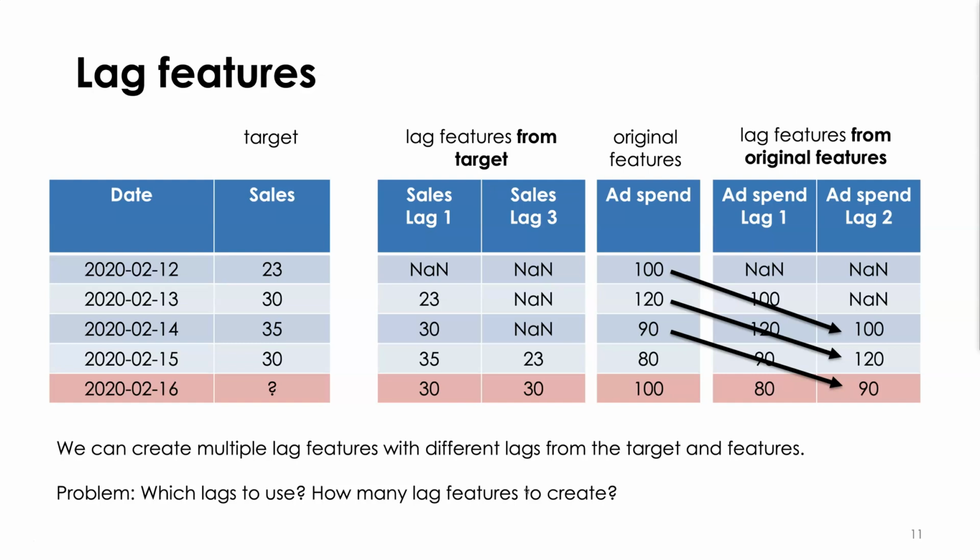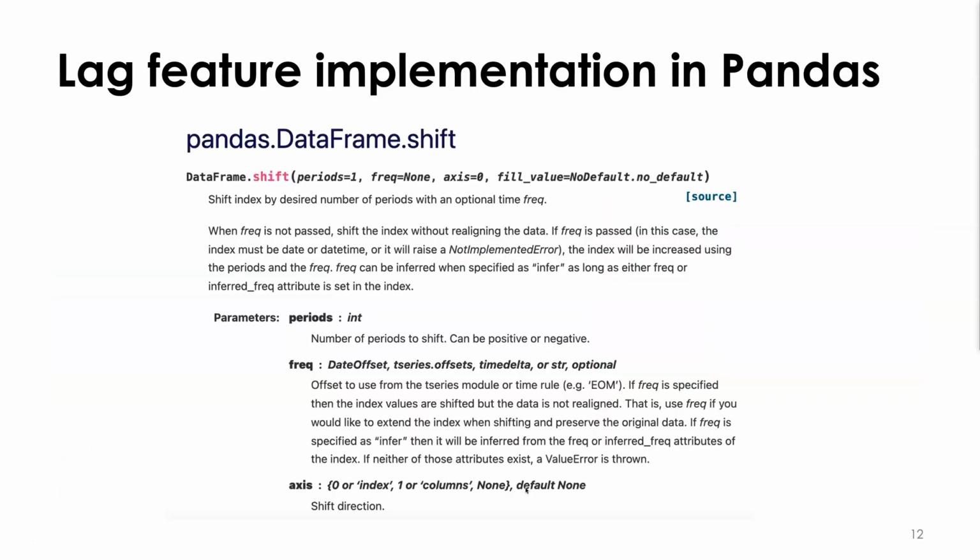So the next natural question that arises is, how do we do this in Python? So lag features can easily be implemented in pandas when we're using a data frame using the .shift method.